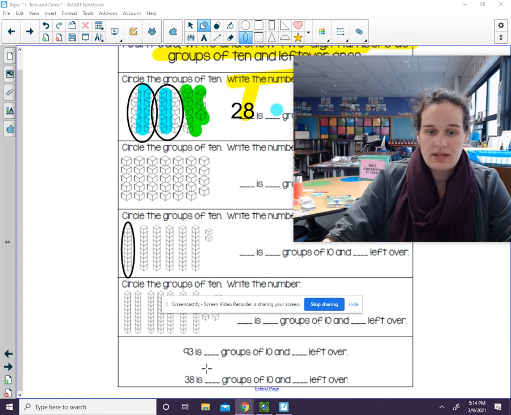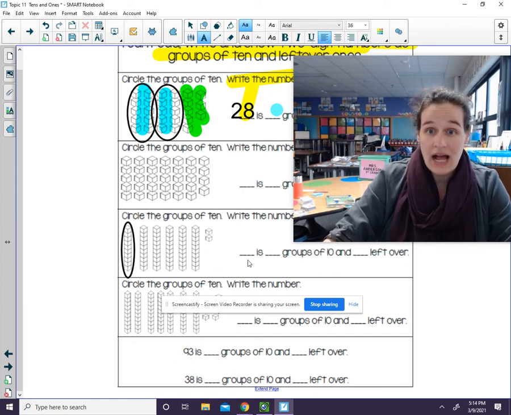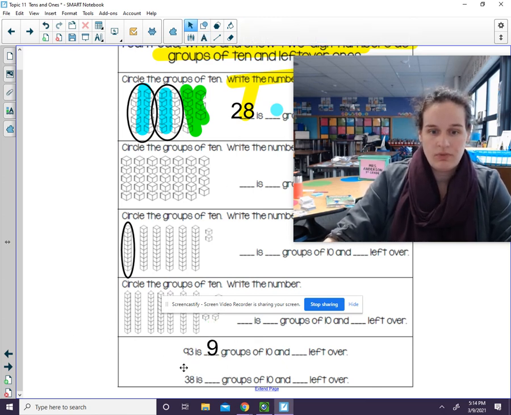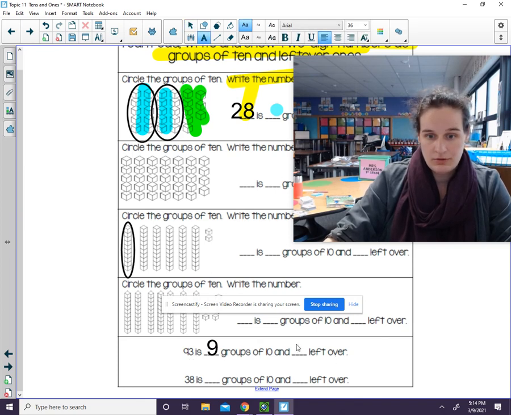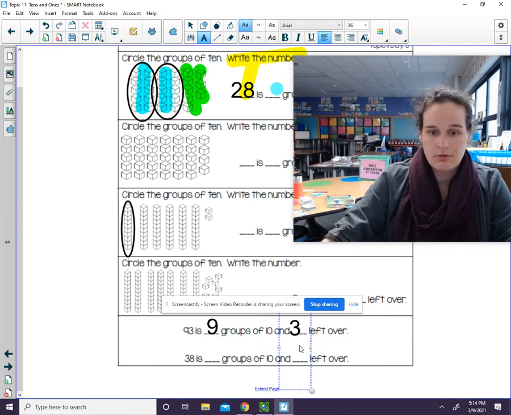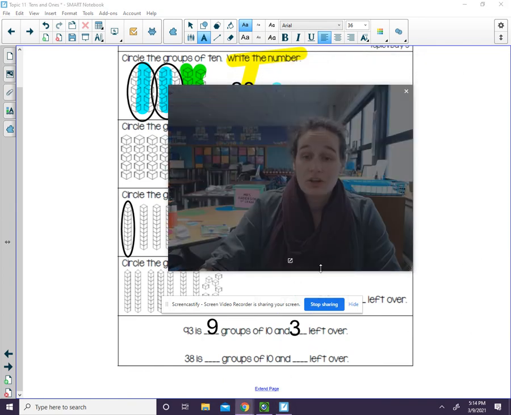Then on the bottom here, it says 93 is blank groups of 10 and blank left over. Using your knowledge up here, 93 is how many groups of 10? Well, 90 is 9 groups. Well, then how many are left over? What number is in our ones place? 3, so 3 is left over. Okay, good luck on your worksheet.